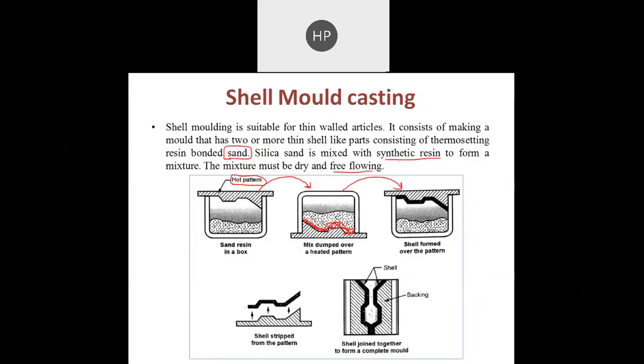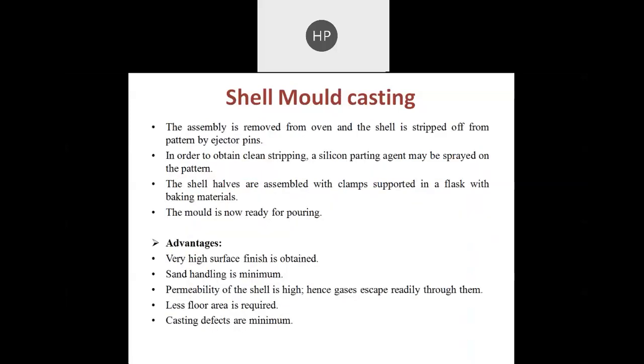So before we perform this process, a very thin layer of silicone parting agent is applied so that it will be easily released during this process. During the release process it can be easily released, and that's why it may be applied.